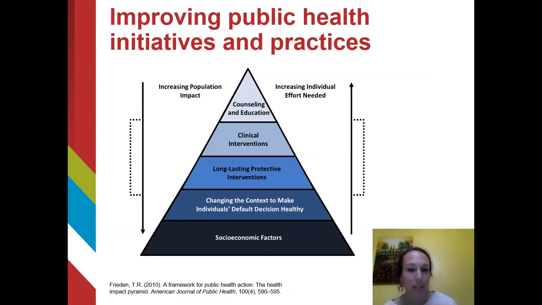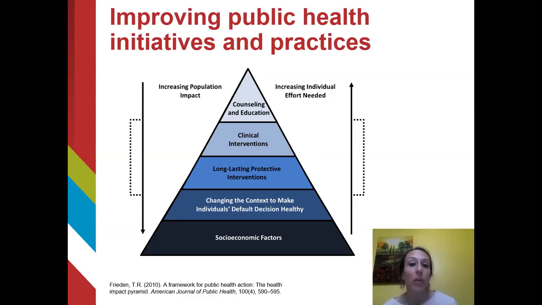Here you can see a pyramid, and I really like this pyramid because it's about how we can work through a public health approach to have a greater impact. So at the top of the pyramid, you'll see counseling and education, and you'll see clinical interventions. At the base of the pyramid, you'll see socioeconomic factors and changing the context of the environment to make the default decision a healthier decision. And so if we're serious about moving the needle on health disparities and really eliminating those disparities to achieve health equity, then we've got to make sure that we have interventions that are addressing the base of the pyramid, because that's where we're going to have the greatest impact within the population.